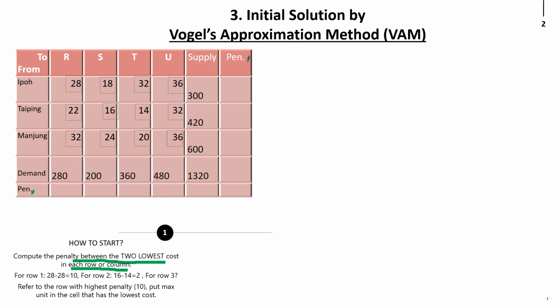For example, for row Ipoh, the lowest two values are 18 and 28. Then we find the difference is 10. For row Taiping, the two lowest values are 14 and 16. The difference is 2. For row Manjung, the difference between 24 and 20 is 4. And we do the same thing for each column.